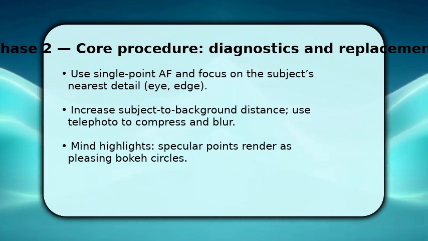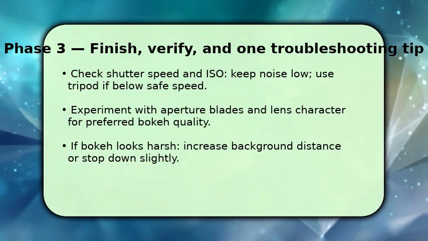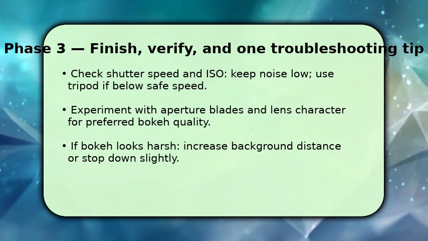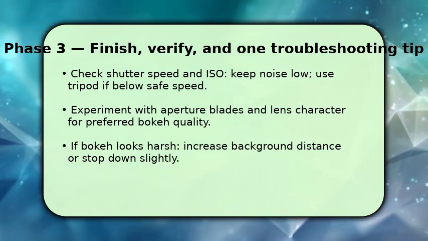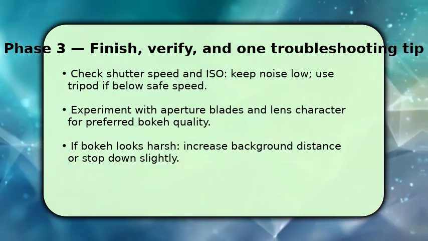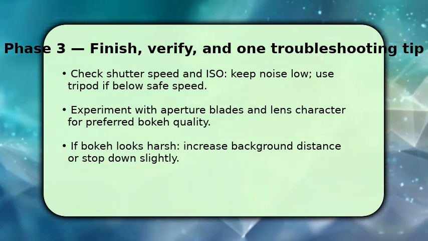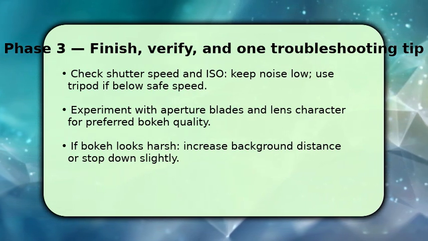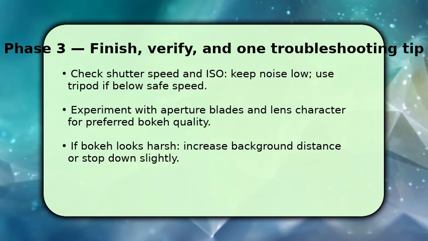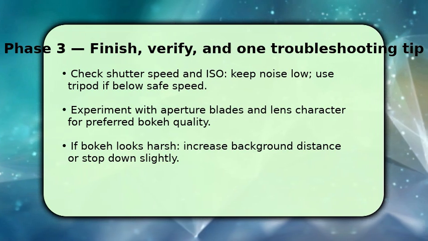Finish by balancing exposure and testing variations, because small changes alter bokeh character. Confirm shutter speed is fast enough for handheld use and raise ISO only as needed. Use a tripod for longer exposures. Try different apertures and lenses to learn each lens's blade rendering and edge roll-off.